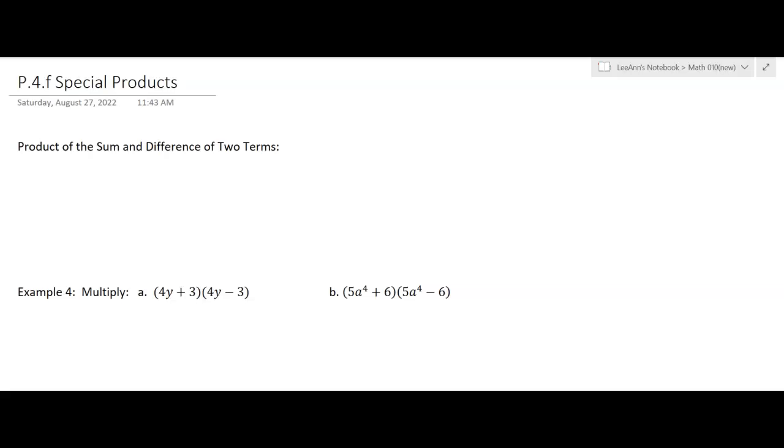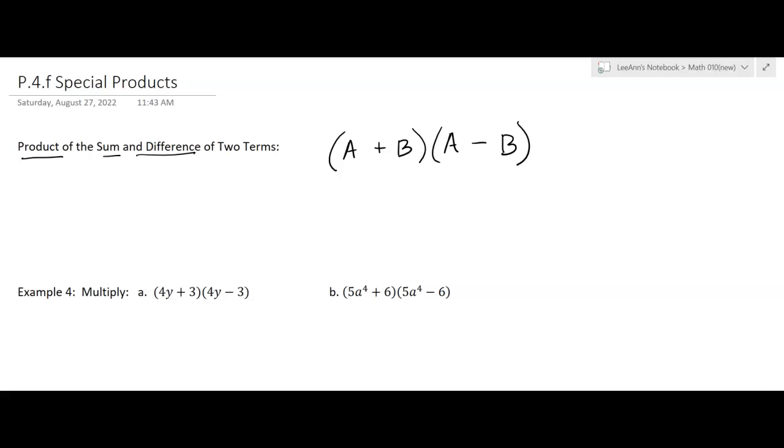So sometimes when we're multiplying polynomials, we have special situations. These are a couple examples of special products. This first video F, and then video G is another one. It's talking about the product of the sum and difference of two terms. The form it comes in is A plus B times A minus B.